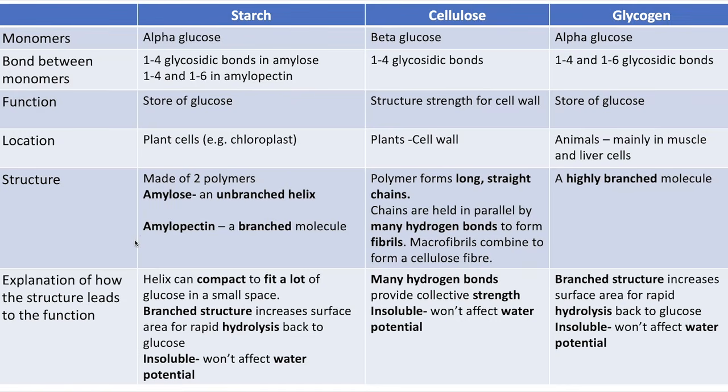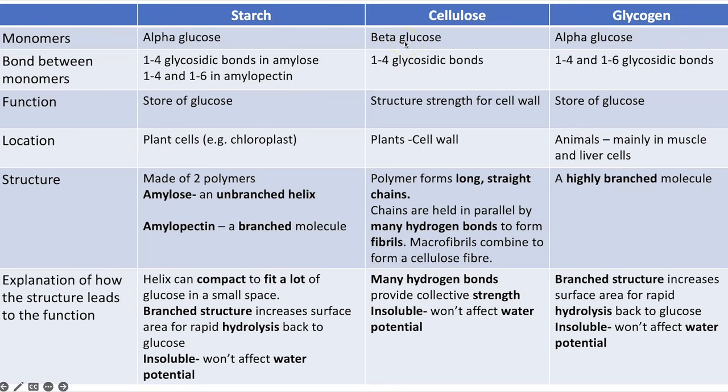So here is the summary table. This would be a good one to screenshot and print out, or to write it out, so you've got your summary of the structure and function of all 3 of those polysaccharides. So the first one we've got is which isomer of glucose the monomer is in all 3. So starch and glycogen both have alpha glucose, whereas cellulose has beta glucose.